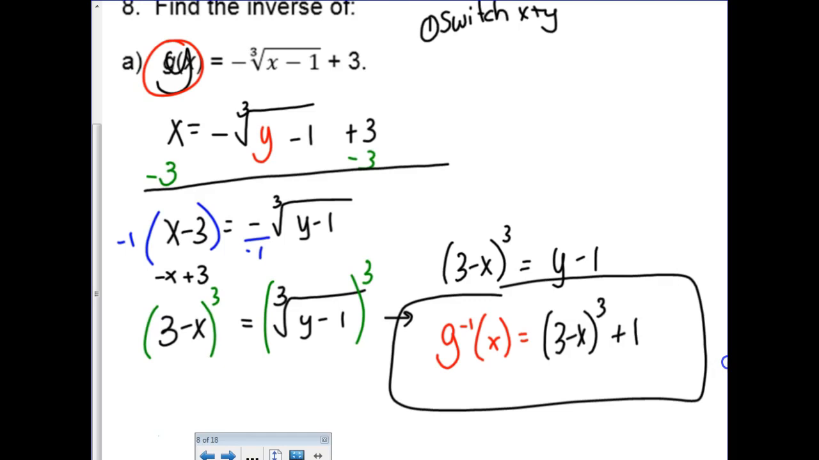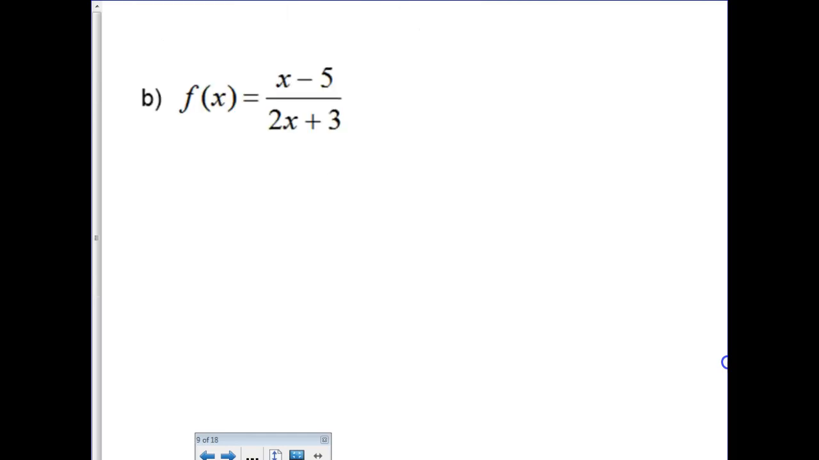Okay, let's take a look at the next one. This one's going to take a lot of manipulation as well, so hopefully you have some room. All right, same idea, guys. We want to switch the x and y around. So remember, that's really y. So when you switch the x and y, you get x equals y minus 5 over 2y plus 3.